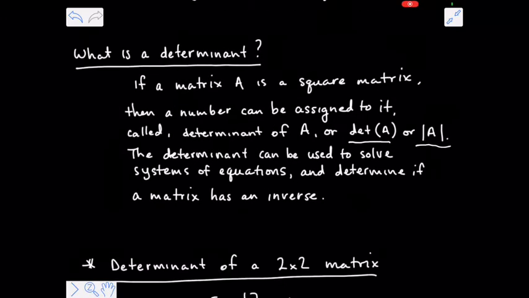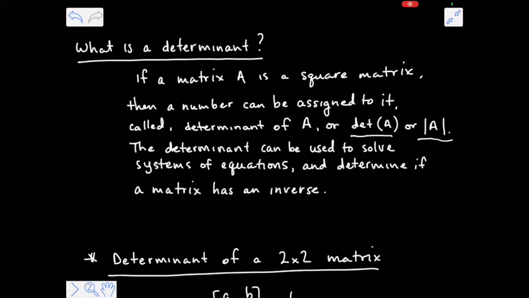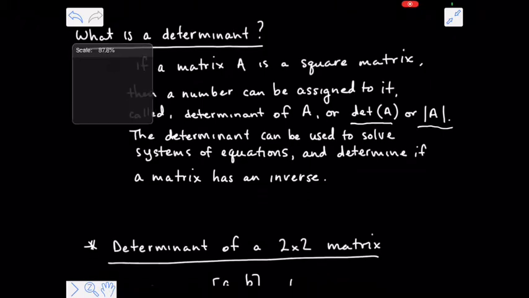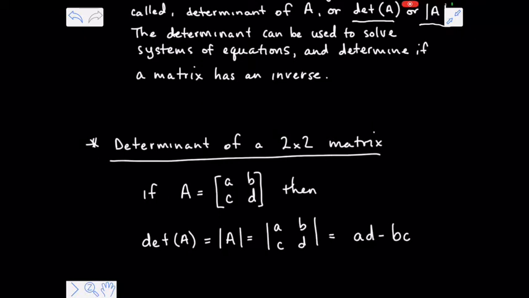So starting with a 2 by 2, and hopefully when you see this you're going to recognize we've actually done this already in section 6.3 when we found the inverse of a 2 by 2 matrix. So given a 2 by 2 matrix here, A, B, C, D, I've given 3 different notations. You can either write it as determinant of A or determinant of A, or even this.